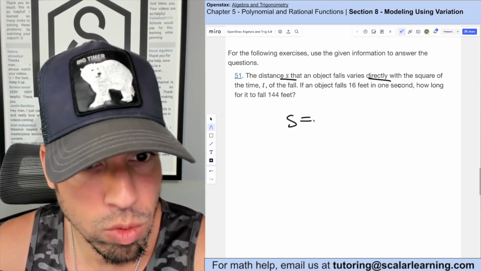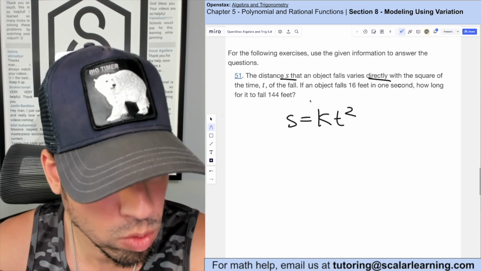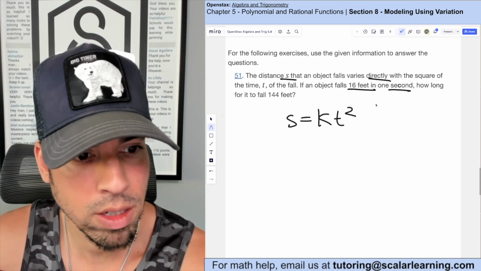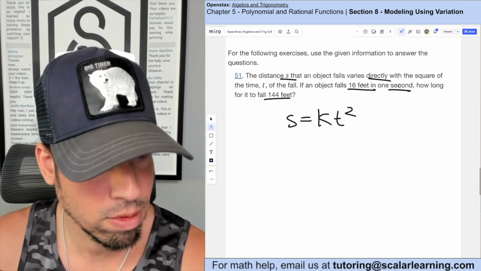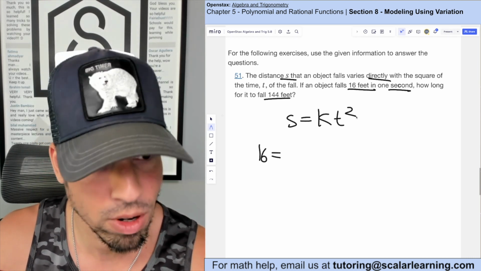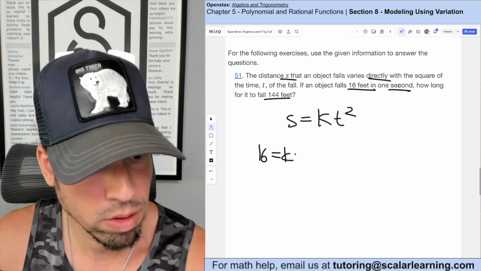So s equals k, varies directly with the square of time, t squared, of the fall. Now it says if an object falls 16 feet in 1 second, how long for it to fall 144? So we have some interesting information here. Distance is 16, which is s. We can plug in 16 for s. And then it says that that would take 1 second, so we can plug in 1 for t.